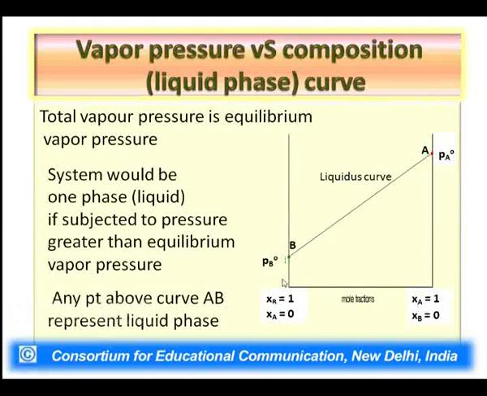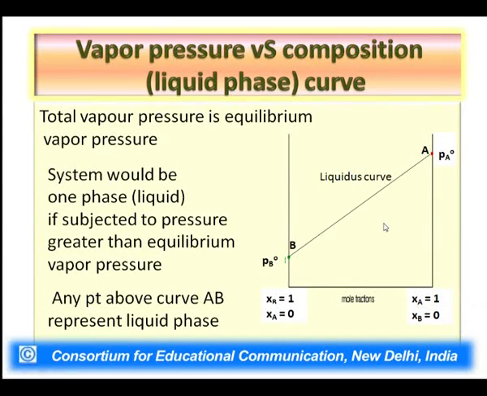And when the vapor pressure is equal to the applied pressure, in that situation what will be there? There will be vaporization. There will be equilibrium between vapors and liquid phase. So any point on the straight line AB would represent a two-phase system where liquid phase would come in equilibrium with vapor phase, and any point above curve AB would represent a system which would be only in liquid phase.